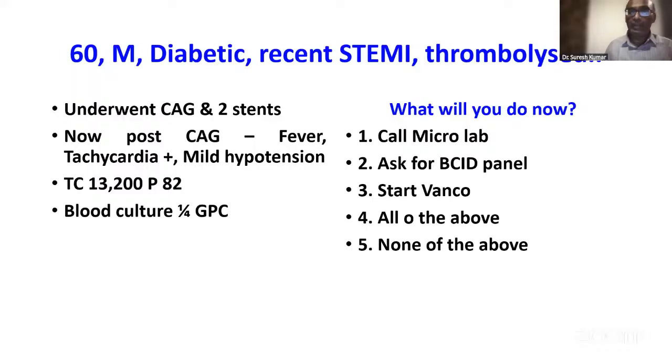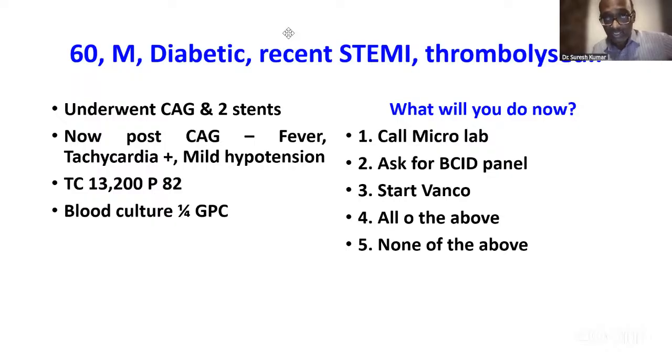This is a diabetic, recent STEMI, thrombolyzed also. Underwent CAG and 2 stents. Now post CAG and post PTCA, he got fever, tachycardia, mild hypotension, WBC count gone up, polymorph predominant. Blood culture is 1 out of 4 GPC. What will you do now? Call the microbiology lab and ask for the blood culture identification panel, or start vancomycin because of the GPC, all of the above, or none of the above. What will you do now? Please answer. Those who want to answer, please go ahead.